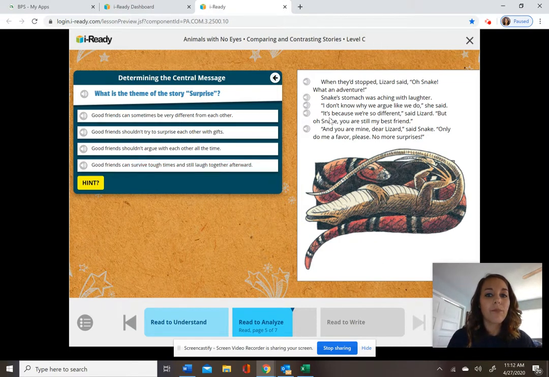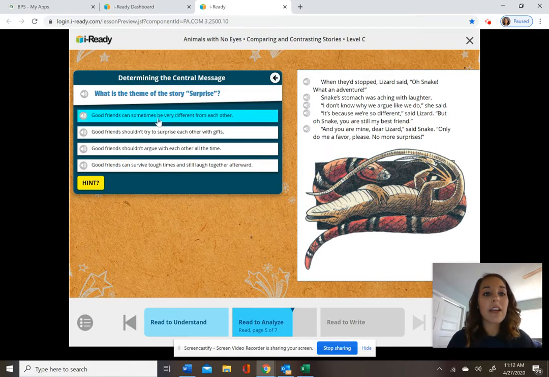So you guys understand there was a problem and it was fixed and they're laughing about it after. You are mine, dear Lizard. Only do me a favor, please. No more surprises. I don't know why we argue like we do. It's because we're different. So obviously you can see some sort of friendship building back up here.